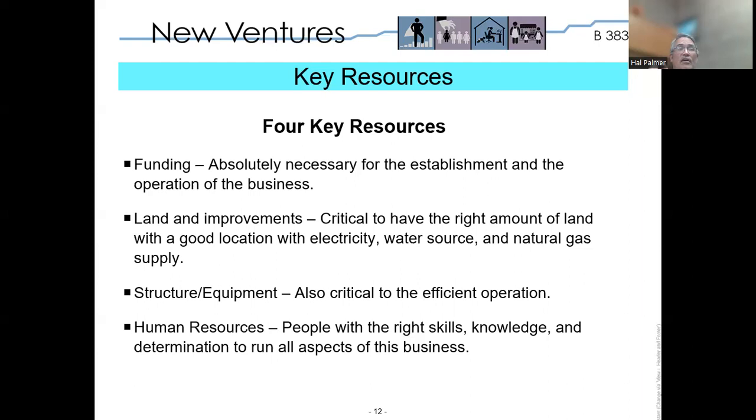The other critical element is the structure and equipment. That's absolutely vital to the operation. It needs to be quality, or you're just wasting your money and your time. And lastly, of course, human resource is very big. We need to have people with the right skills, knowledge, and determination to run all aspects of this business.